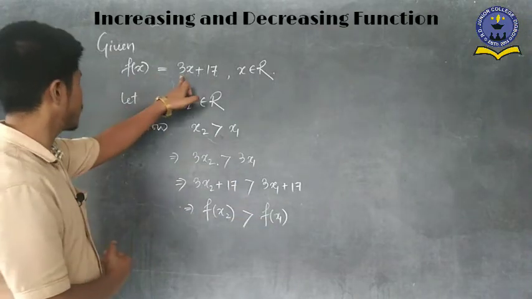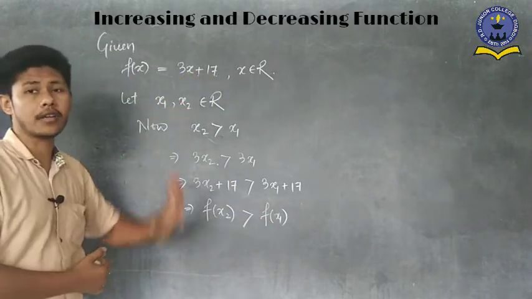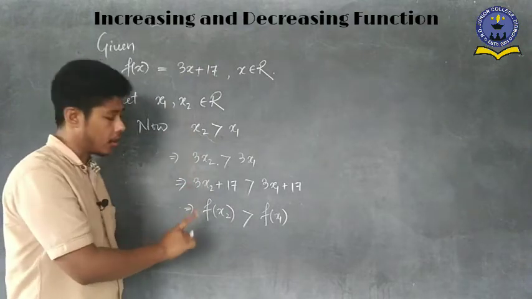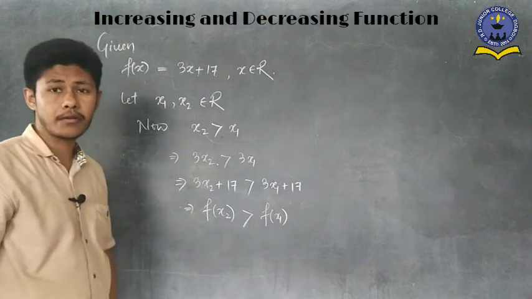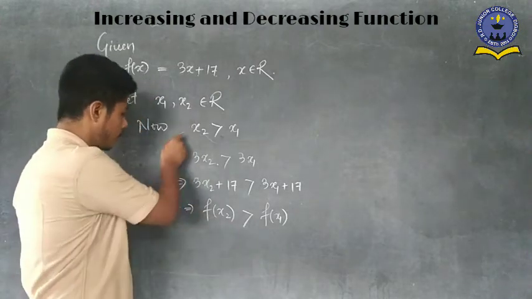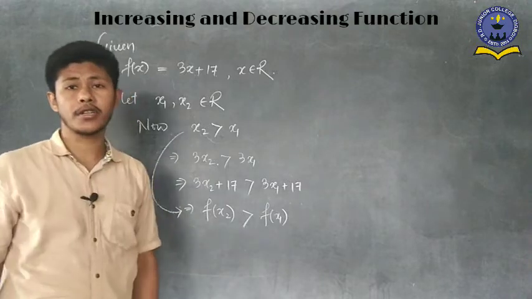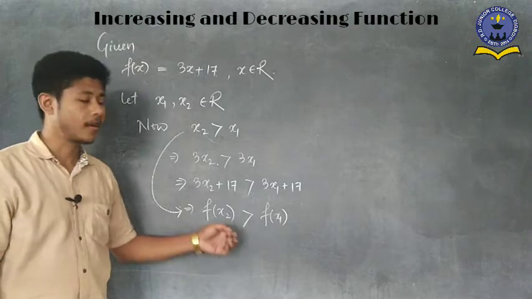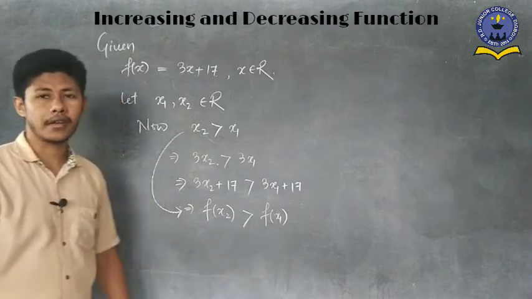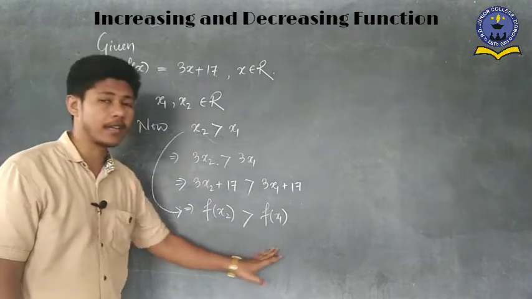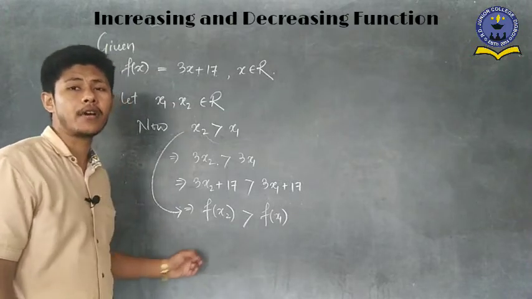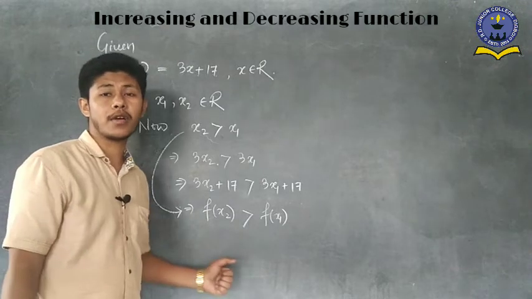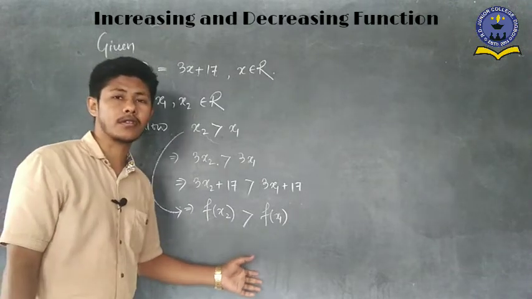Here f(x) is the function, so we have written 3x plus 17. At the start we considered x2 is greater than x1, and finally we get f(x2) is greater than f(x1). So this satisfies which condition? The strictly increasing condition, isn't it? So easily we can say f(x) is strictly increasing on R. Therefore the conclusion we have to write is: therefore f(x) is strictly increasing on R. Is it clear? We write this, and then our solution is complete.